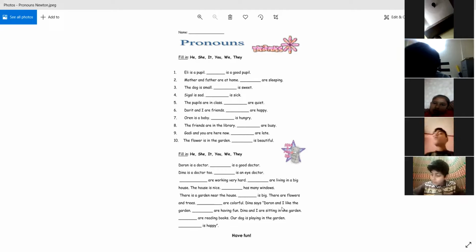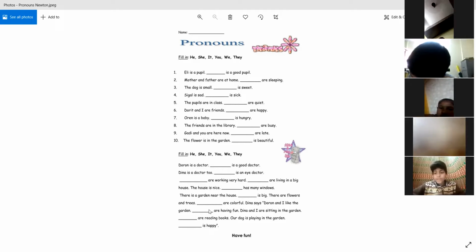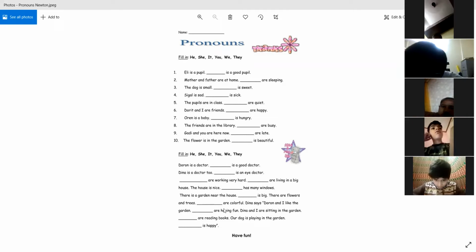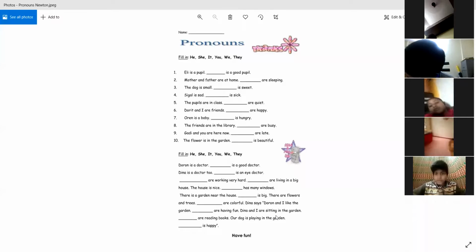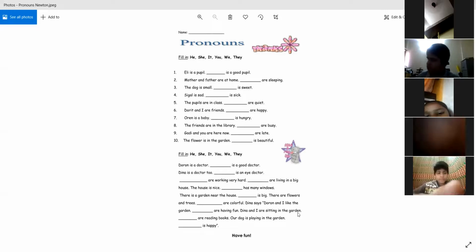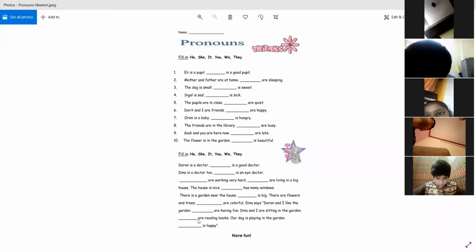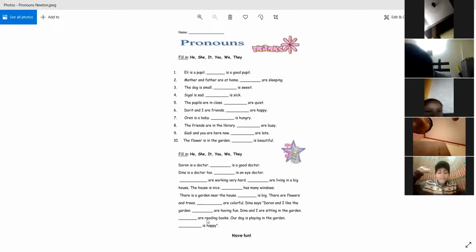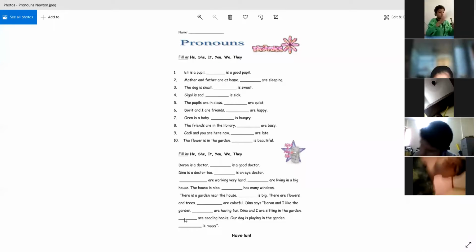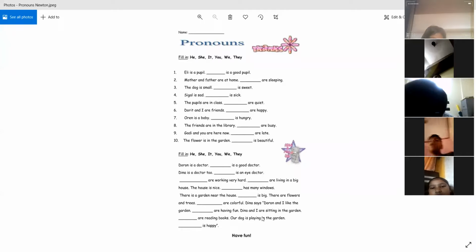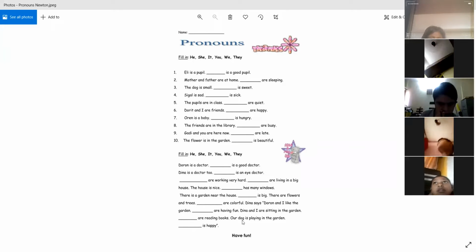Dina says, Doron and I like the garden. Dash are having fun. Doron is saying, no, we are having fun. Yes? Okay. Yes, we. Dina and I are sitting in the garden. Okay? Dash are reading books. We are reading books. Yes, he's saying no. Yes. We are reading books. Next one.